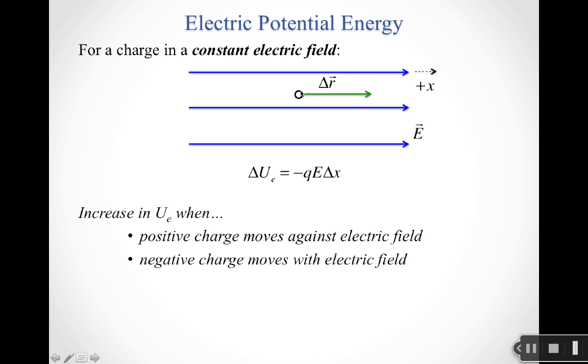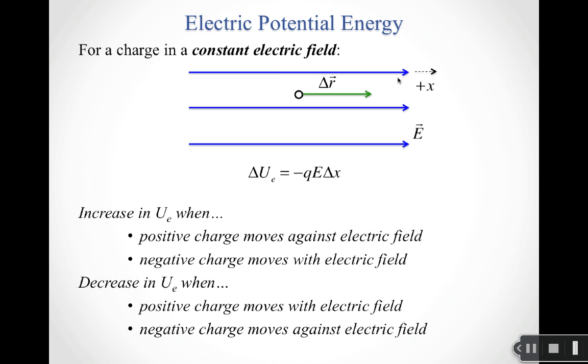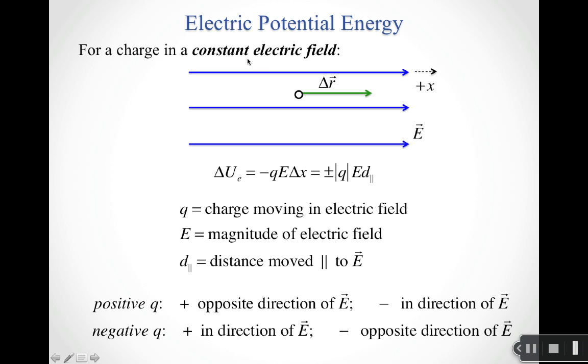What this means is that you increase the electric potential energy when a positive charge moves against the electric field. So if this was a positive charge and it moved to the left against the electric field, I would be increasing its potential energy. Or if it's a negative charge and moves with the electric field, that's also going to increase the electric potential energy. You decrease the electric potential energy when you do just the opposite. So you get a negative for the change in potential energy if I have a positive charge that moves with the electric field. So I need positive, positive, positive, so this comes out negative. That means I need my positive charge to move with the electric field or my negative charge to move against it. So this is one way that we can calculate the change in the electric potential energy as our charge moves around in a constant electric field.